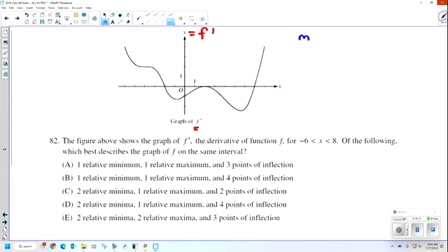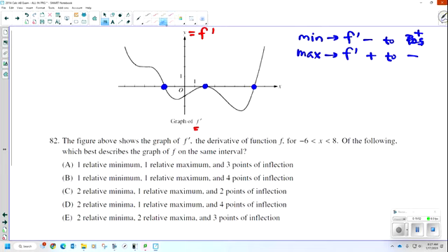Mins happen when my first derivative goes from negative to positive. Maximums happen when my first derivative goes from positive to negative, okay? So let's first look at that. And that typically happens at critical points where my first derivative is equal to 0. So first derivative is 0 here, here, and here. So let's figure out if the first derivative changes signs at those zeros, so to speak.